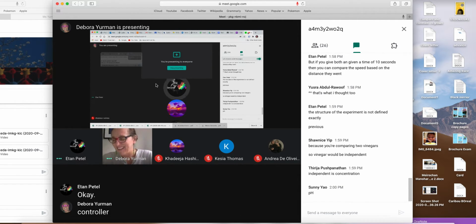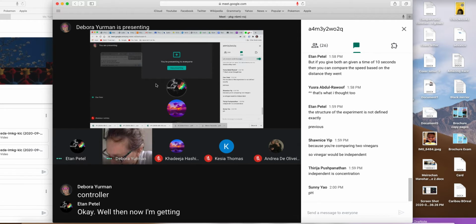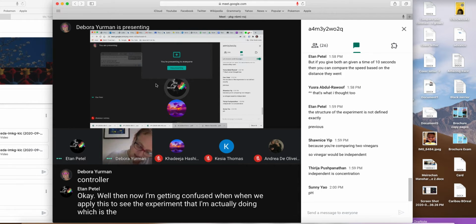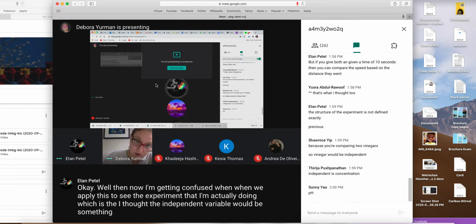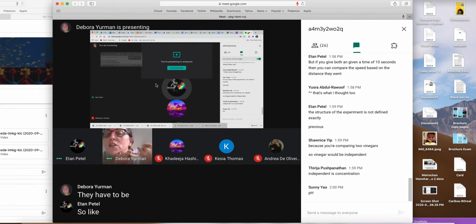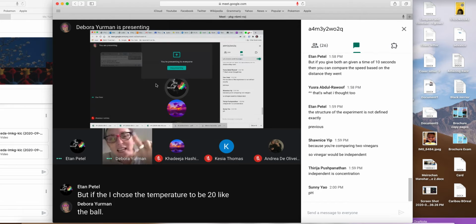Okay, well then now I'm getting confused when we apply this to the experiment that I'm actually doing. I thought the independent variable would be something you chose. Yeah, something I chose, right? So they have to be two things. Like the temperature, right? But if I chose the temperature to be negative 20 degrees Celsius, then it would be a constant. No, but it has to fulfill two conditions.